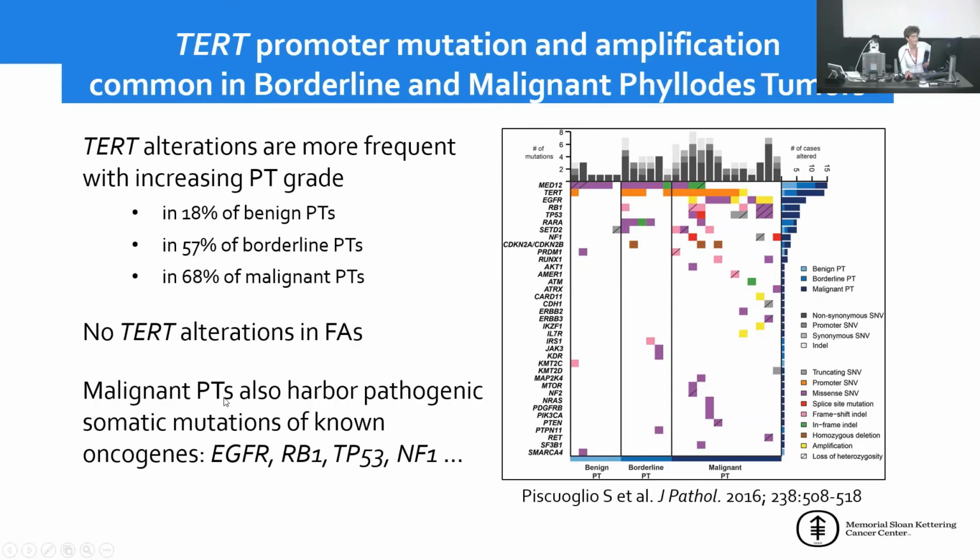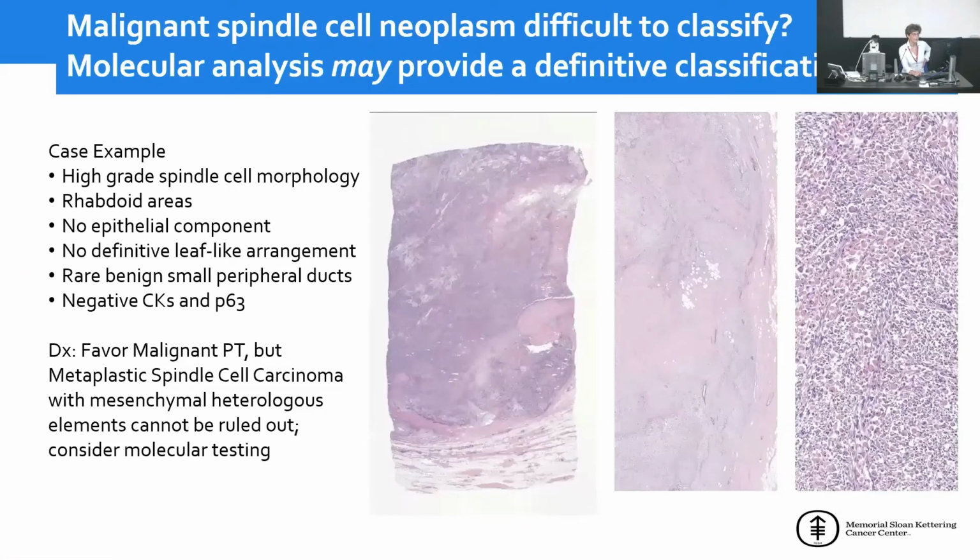Some other groups have found them. There are also other genes that are involved. Why do I mention these alterations? Because I'm sure you all have encountered situations where there is a high-grade spindle cell neoplasm, and the clinician wants to know: is it a malignant phyllodes tumor or a metaplastic spindle cell carcinoma? For metaplastic, there is a whole different treatment pathway with chemotherapy, radiotherapy. For malignant phyllodes, even though they can be aggressive, there is no chemo, no radiation therapy. So it's important to sort that out.